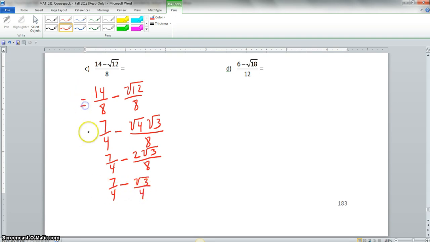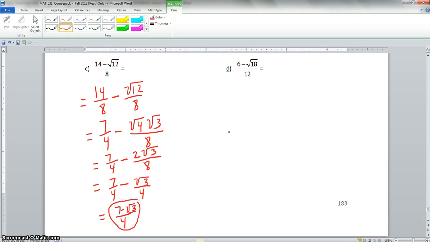Now, let me go back here and put in my equal signs. Now we have the same denominator here. So our denominator would be 4, and our numerator would be 7 minus the square root of 3. And that is our final answer.